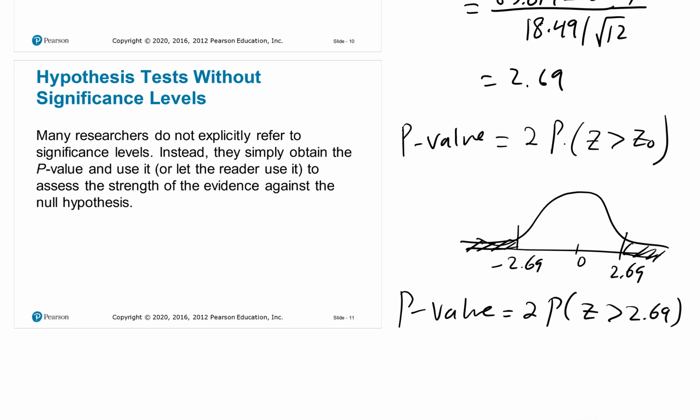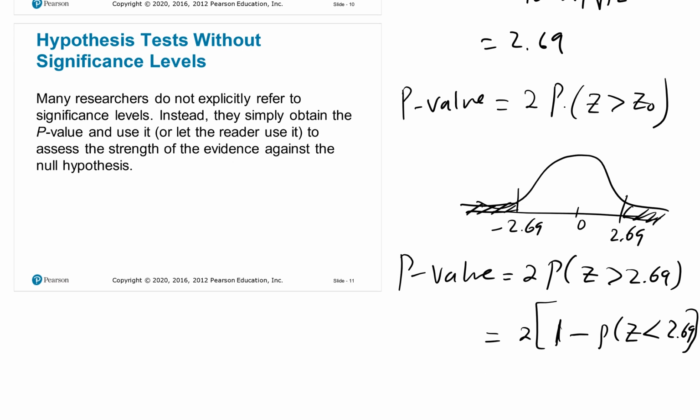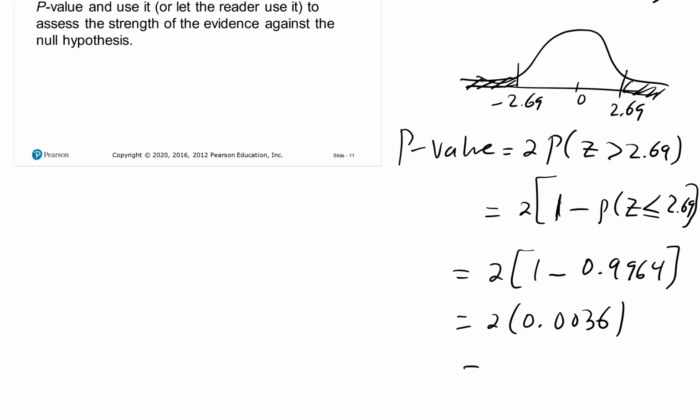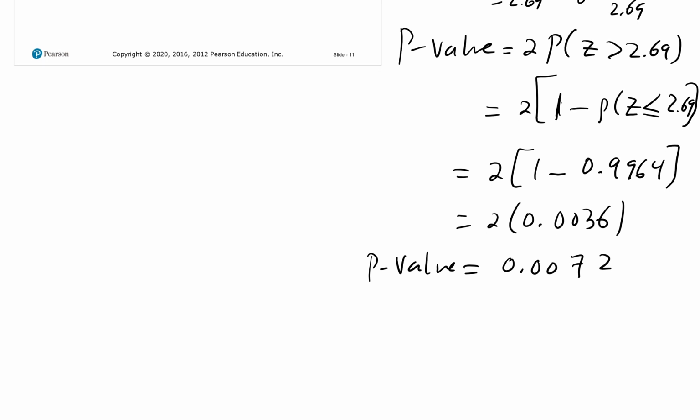But notice the table doesn't give us bigger than that. So what do we do? By symmetry it's the same thing. So what we can do is find 1 minus the probability that z is less than 2.69. And now we need to go to table 2 and find what we have here. You can say less than or equal. I found 0.9964. And if you subtract them, you get 0.0036. Multiply that out, you get 0.0072. That's the p-value.